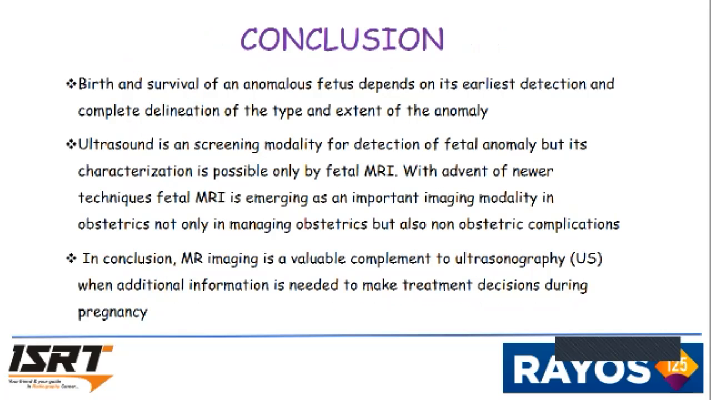To conclude, birth and survival of an anomalous fetus depends upon its early detection and complete delineation of the type and extent of the anomaly. Ultrasound is a screening modality for detection of fetal anomalies, but its characterization is possible only by fetal MRI. With the advent of newer techniques, fetal MRI is emerging as an important imaging modality in obstetrics, not only in managing obstetric but also in non-obstetric complications.